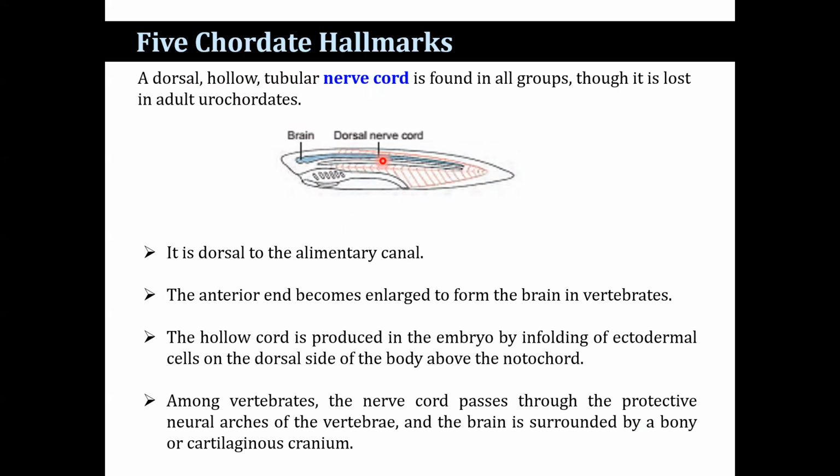The hollow cord is produced in the embryo by folding of the ectodermal cells on the dorsal side of the body above the notochord. Among vertebrates, the nerve cord passes through the protective neural arches of the vertebrae, and the brain is surrounded by a bony or cartilaginous cranium.